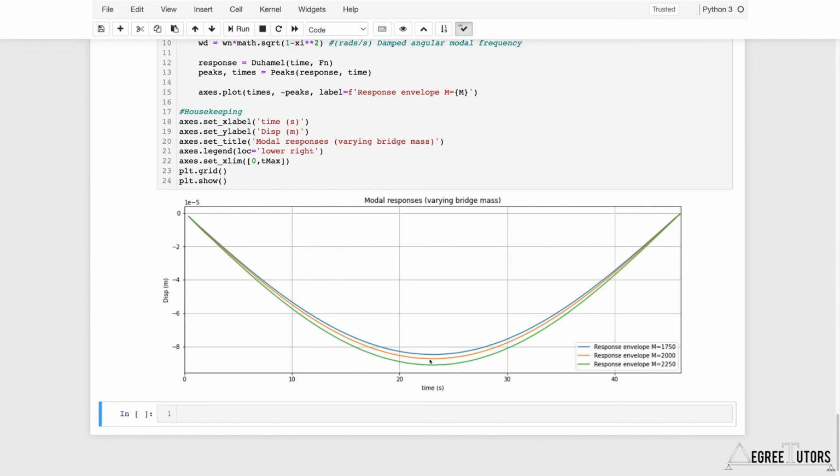Okay, so we'll leave that there. In the next video, we're going to come back and expand on this and start thinking about simulating many pedestrians walking simultaneously across the structure. That's going to be quite interesting. So we'll pick that up in the next video.